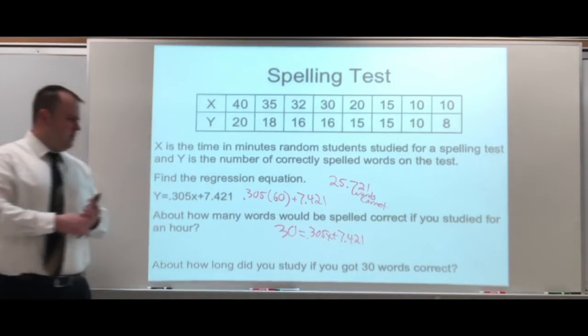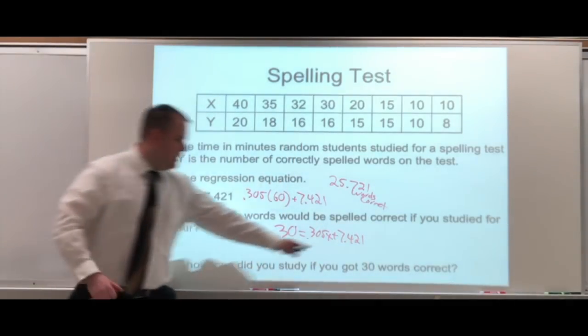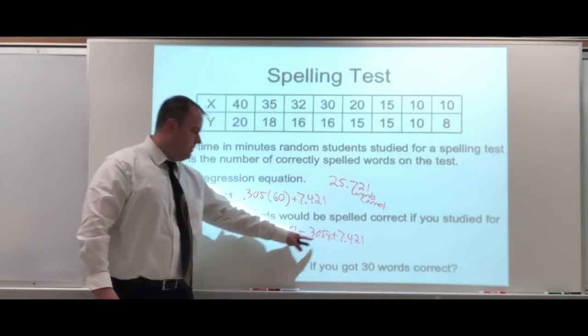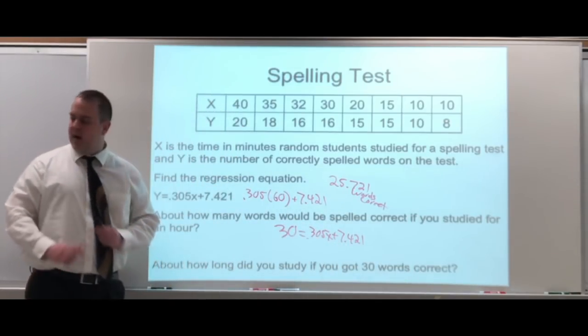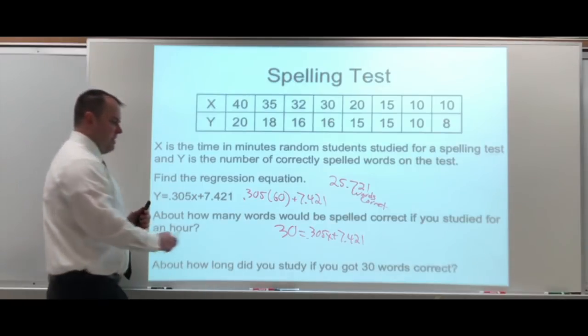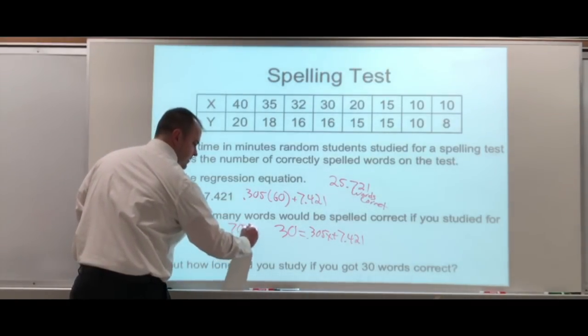Okay. So this should be a quick two-step equation to solve. Subtract your 7.421, divide by 0.305, and I have 70.03 minutes.